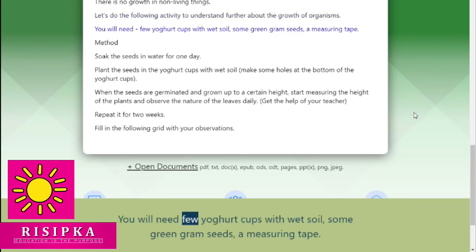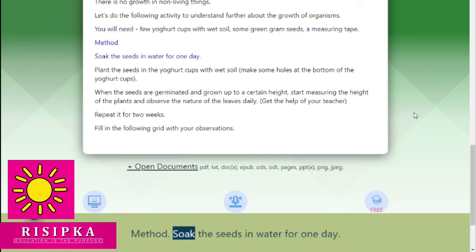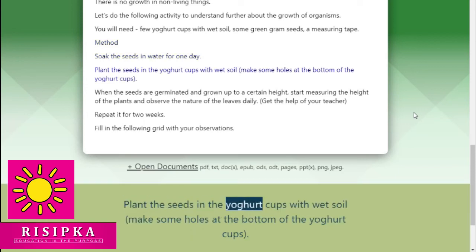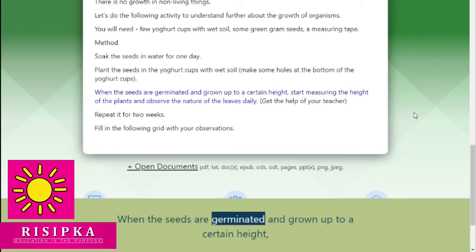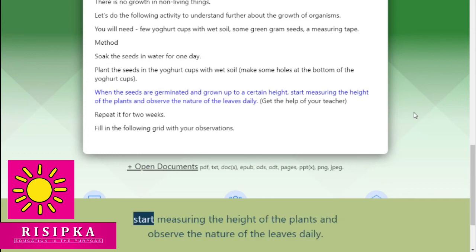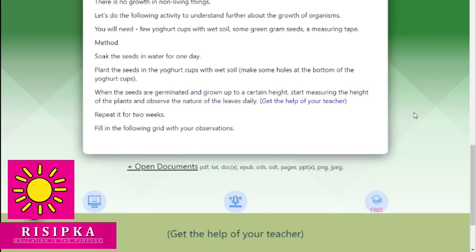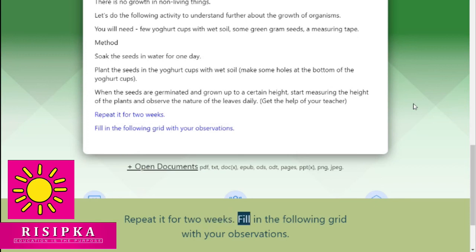You will need few yogurt cups with wet soil, some green gram seeds, a measuring tape. Method: soak the seeds in water for 1 day. Plant the seeds in the yogurt cups with wet soil. Make some holes at the bottom of the yogurt cups. When the seeds are germinated and grown up to a certain height, start measuring the height of the plants and observe the nature of the leaves daily. Get the help of your teacher. Repeat it for 2 weeks. Fill in the following grid with your observations.